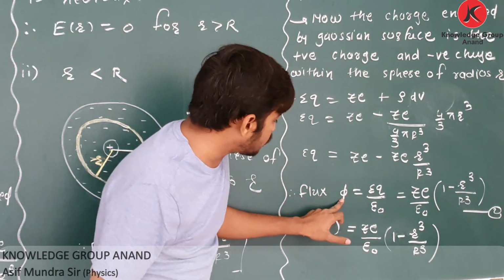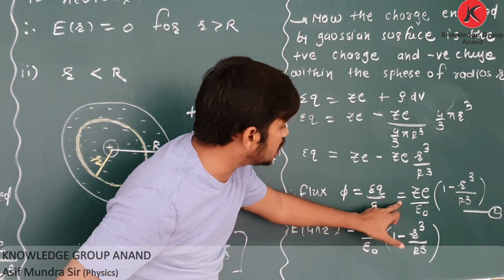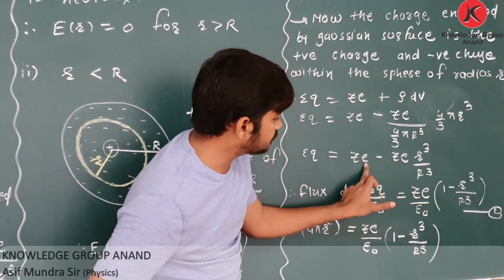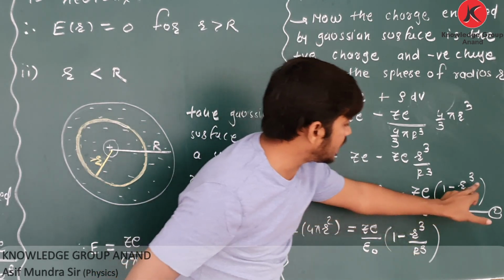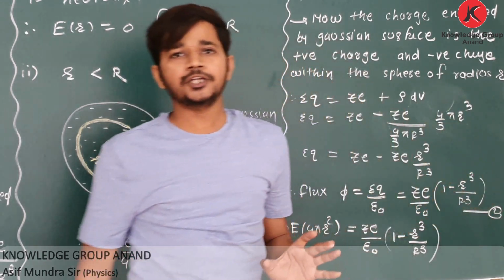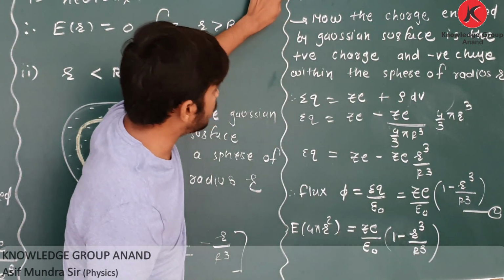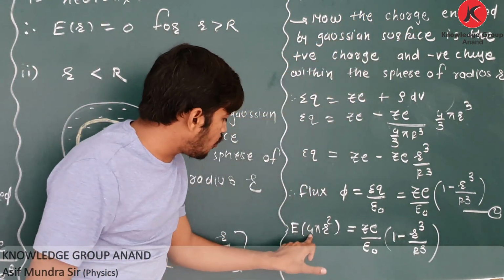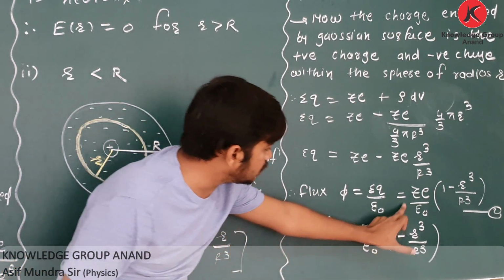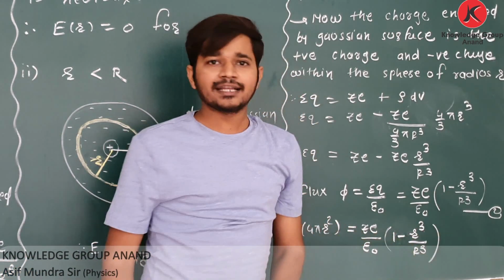Now flux phi is equal to sigma q upon epsilon 0, which is equal to Ze upon epsilon 0 times (1 minus r cube upon R cube). Now compare these two equations, equation number 1 and equation number 2. Equation 1: E times 4 pi r square. Equation 2: Ze upon epsilon 0 times (1 minus r cube upon capital R cube).